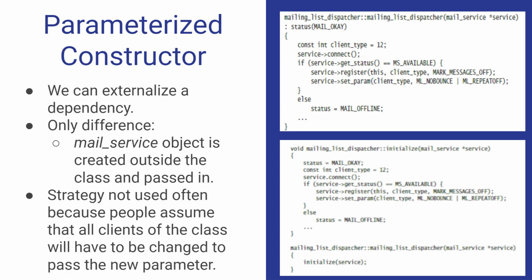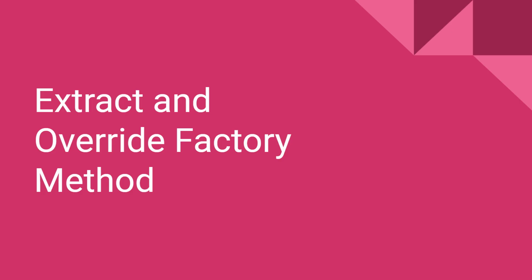The strategy is not used very often because people assume all clients of the class will have to be changed as you pass in the new parameter, but that is not the case. It will just work just as fine as it was originally built. The next strategy is the extract and override factory method.